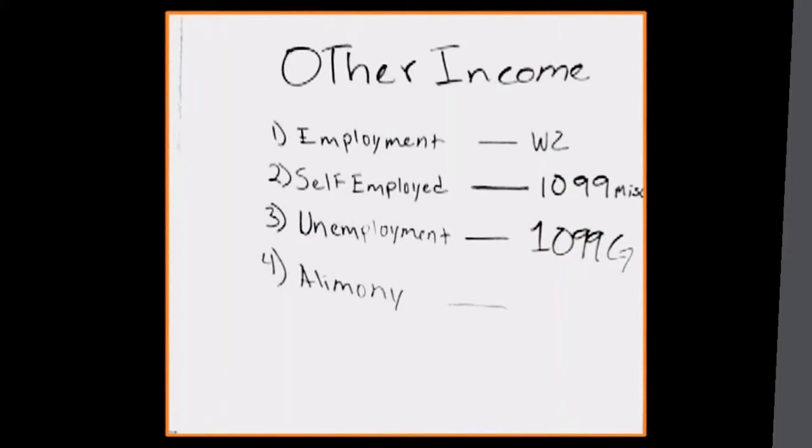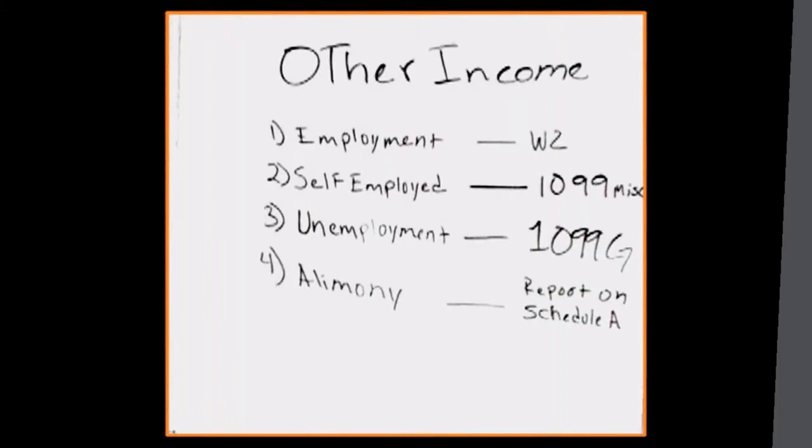This is not to be confused with child support. Remember, it's not child support. And I'm going to make a note here: report on Schedule A. You learned about Schedule A in a previous module. Schedule A is the itemized deductions. So now you have four types of income, so we can say income or other income.